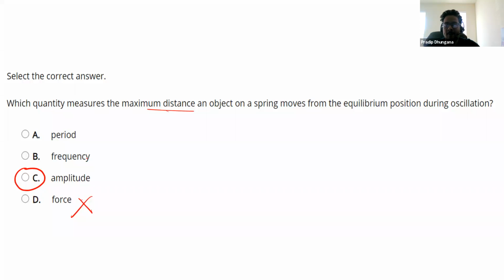And frequency is the number of oscillations per second. So this choice is wrong. And period is the time for an object to complete one oscillation. That is the definition of period. So the correct choice is C, amplitude. Now let's go to the next question.